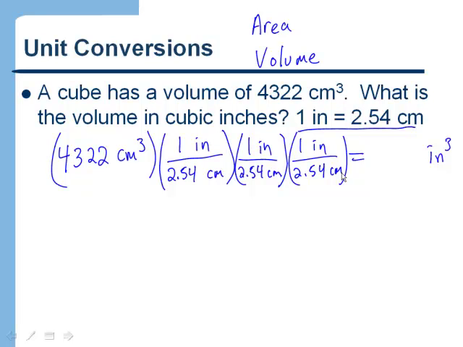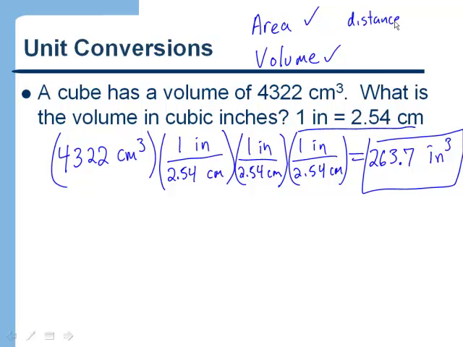If you do the math, in other words, you take 4,322 and divide by 2.54 times 2.54 times 2.54, you get 263.7 inches cubed. And that's the answer. Okay? So you'll notice that whenever we have area or volume, we have to watch out for this. Remember that area has units of distance squared. Volume has units of distance, I had a little trouble with my tongue there. There we go. Distance cubed. So in either of those cases, you have to do this.